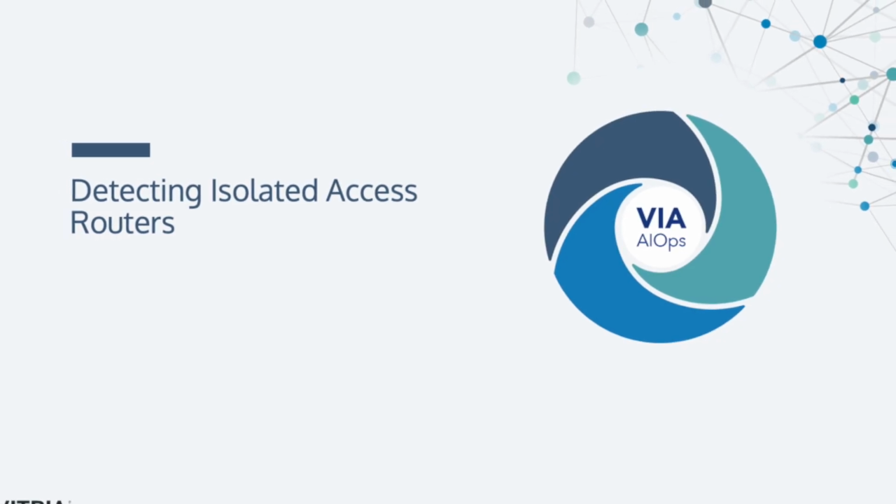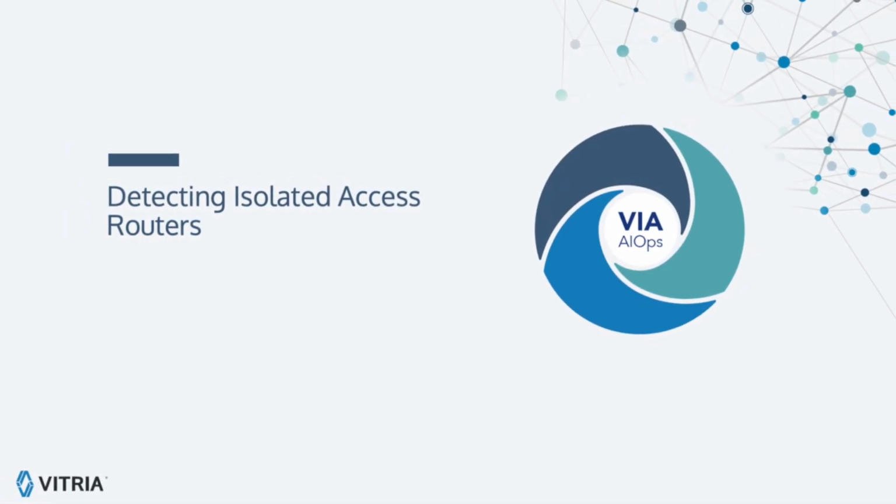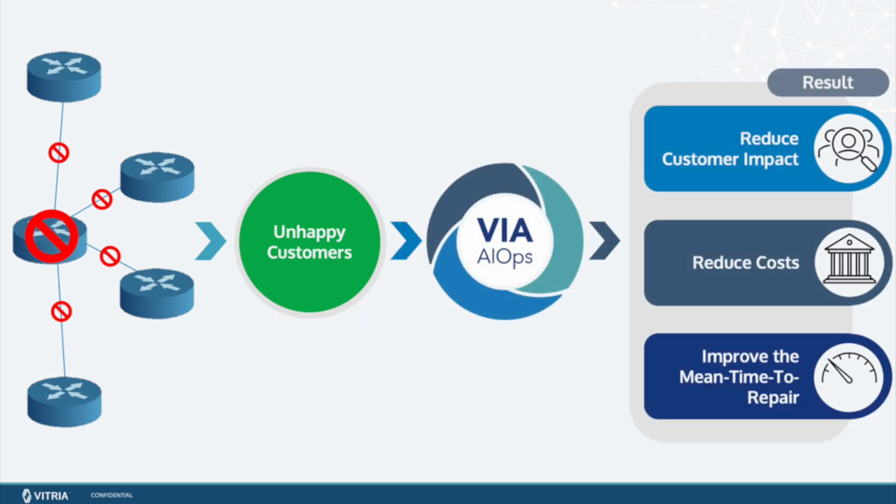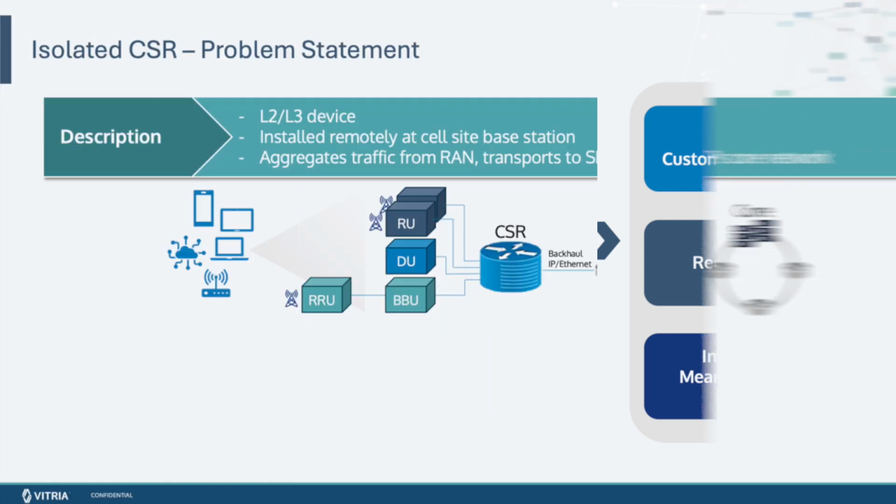In this short demo, I will show you how Vitria's Via AIOps can be used to detect devices, specifically access network routers, that have become isolated from the network. I'll also demonstrate how the customer impact of the isolated device can be determined and how the Via AIOps agent framework can be used to determine and implement the best course of action to reduce customer impact, to reduce costs, and to improve the mean time to repair the issue.